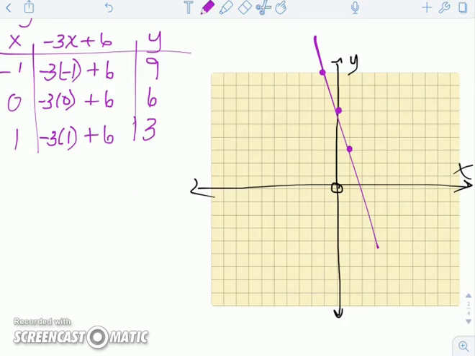As I was saying, if you have infinitely many solutions, you're going to show that by putting arrows on the end of your graph. That shows me this graph goes on forever. There are infinitely many solutions. I can pick any x I want, plug it into the equation, and there will be a y that matches.